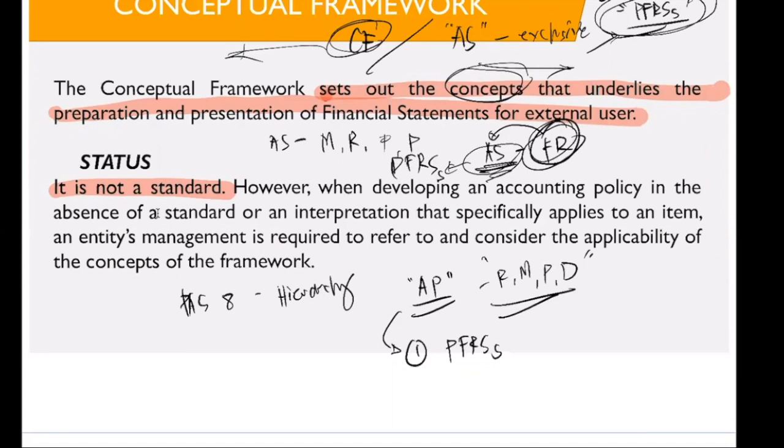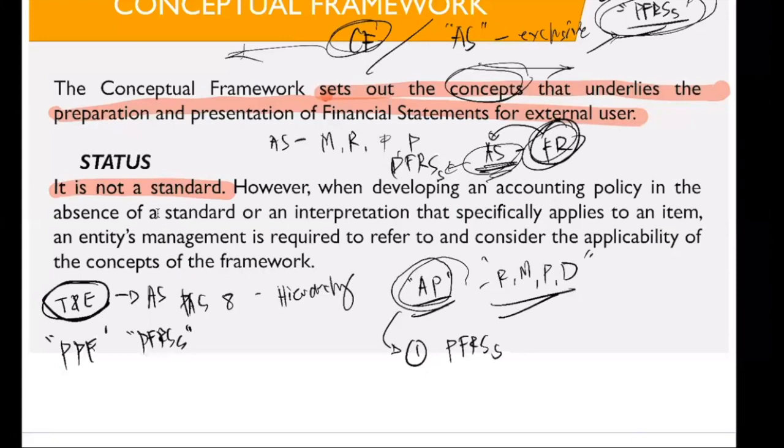Okay, so what do we use? So for example, guys, we have here a property, plant, and equipment. This is the transaction or event. So based on your transaction or event, we apply the particular accounting standard, so based on your PFRSs. Kasi nga, sabi natin, guys, you should have an accounting policy for your recognition, measurement, presentation, and your disclosure. And this is based on your PFRSs.